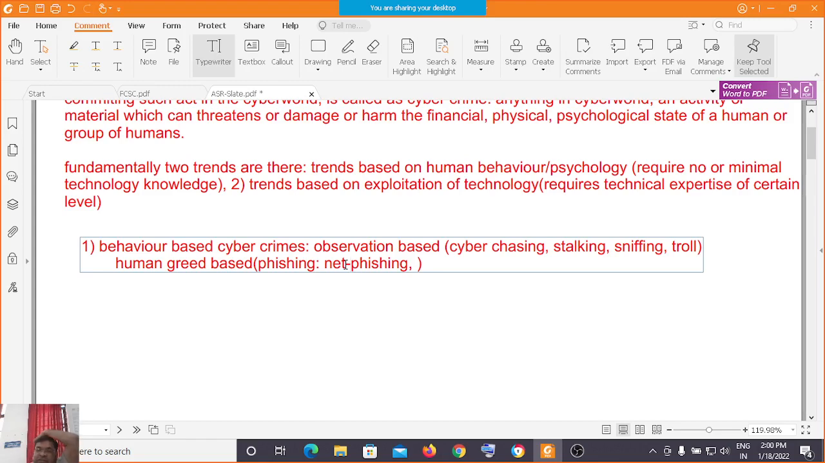Nobody is specifically targeted. Suppose a criminal drafts an email message like: dear friend, or dear XYZ, our system automatically selected you for the prize money of 1 lakh rupees. To get this prize money of 1 lakh rupees, you have to register on this link within, suppose, 28th January. It gives a very short time frame so that you won't get into the thinking process. 28th January, so rush now, time is going on.